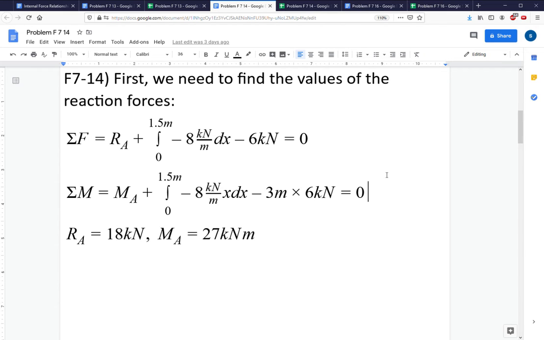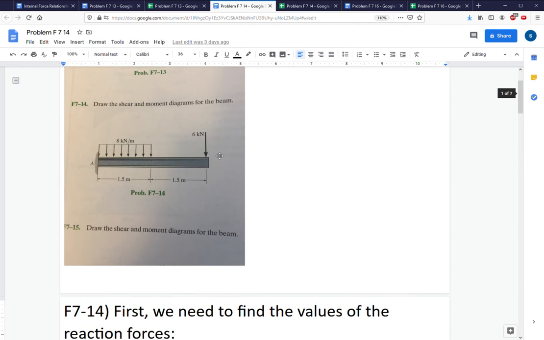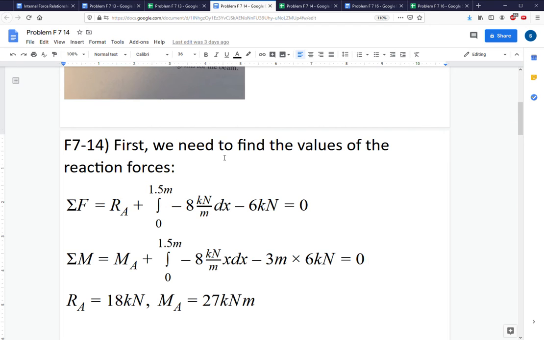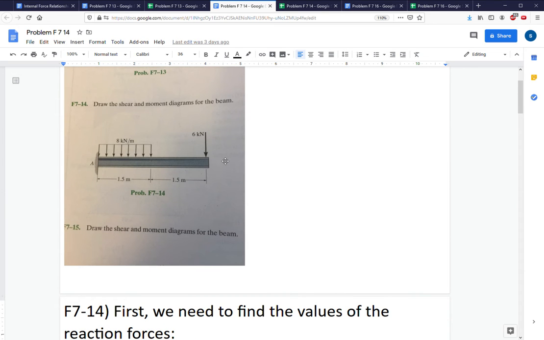So to solve these two formulas, we find that the reaction at A is 18 kilonewtons, and the moment at A is 27 kilonewton meters. Next, we want to find the shear and moment functions.